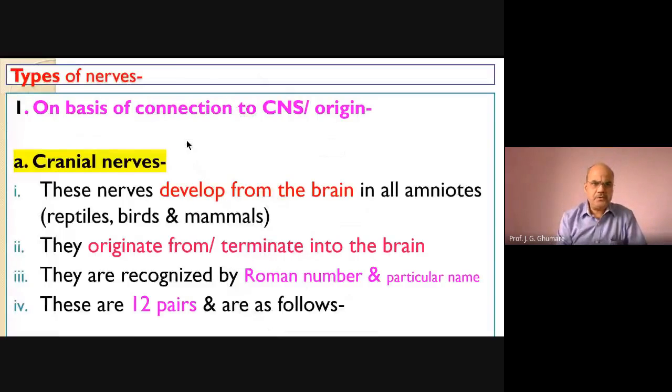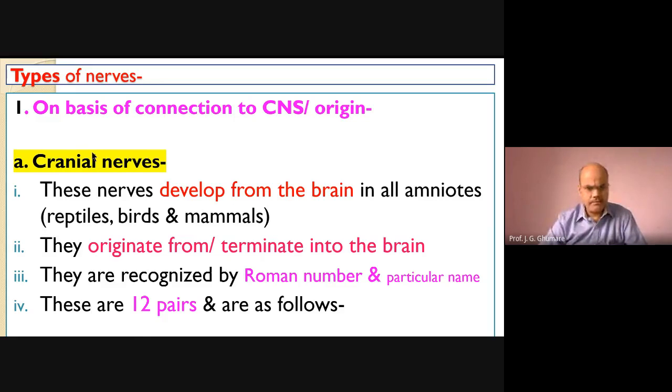We'll discuss the types of nerves on the basis of their connection to the CNS, or origin, from where they originate. We have two types of nerves. One is called cranial nerves, one is called spinal nerves. The name itself gives the meaning. Cranial nerves are the nerves which start from the brain. The nerves which directly start from the brain are present in all amniotes like reptiles, birds and mammals. Such nerves which originate from the brain or terminate in the brain are called cranial nerves.